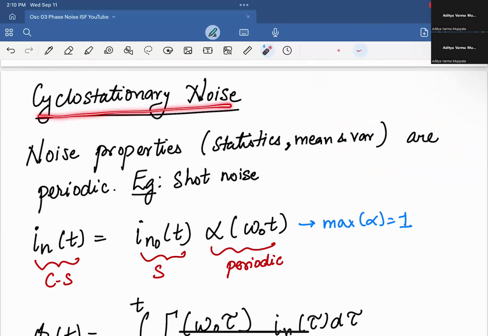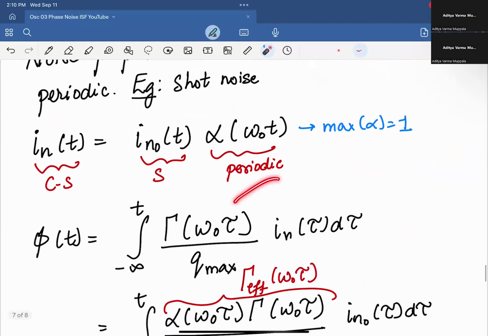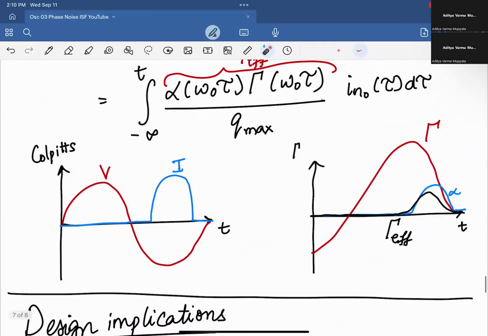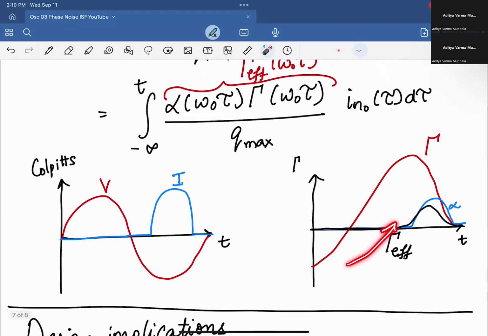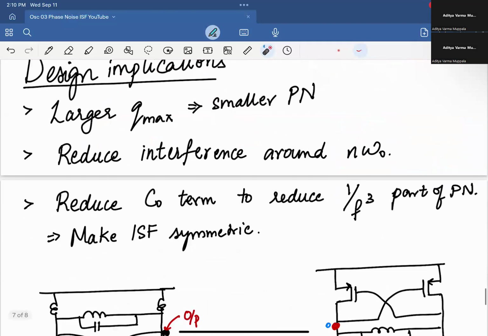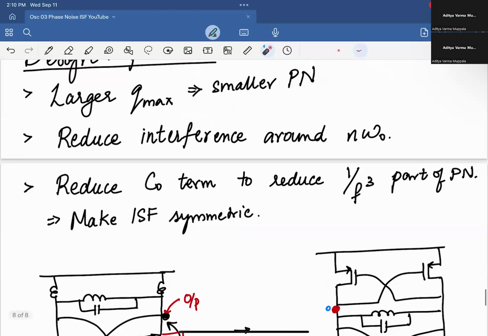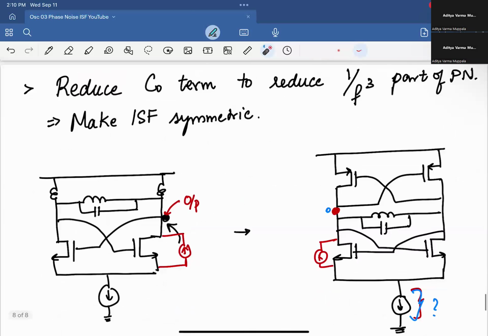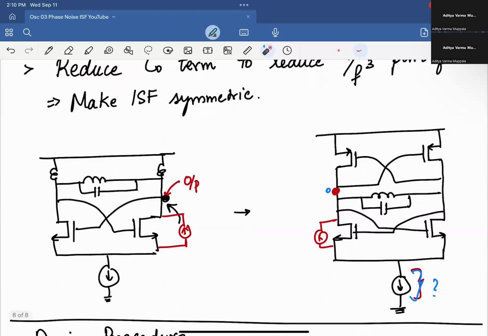Finally, we looked at cyclostationary noise sources, and we said that we can modify the ISF by including the periodicity of the cyclostationary noise source, and that can have a significant impact on the final phase noise, as we saw here. And we reviewed some design implications: increase Qmax, and reduce C naught by making the ISF symmetric, which can translate to symmetric circuits as well. It doesn't mean that if you have differential symmetry, for example this way and this way, that would make the ISF symmetric. You have to be symmetric with respect to the node that you're looking at. So in this case, the symmetry is this way.